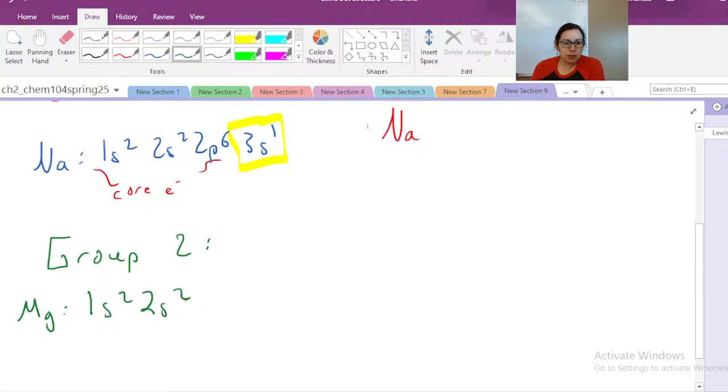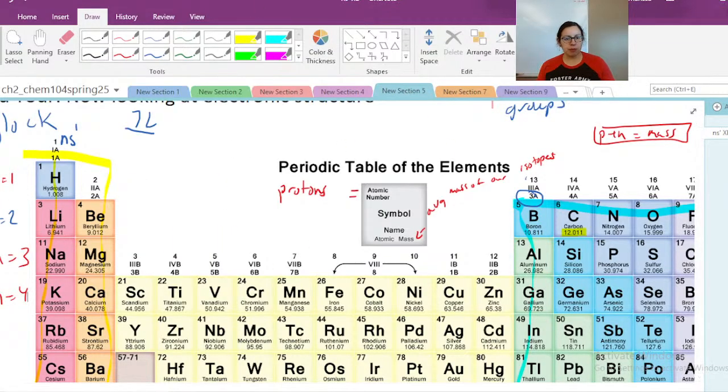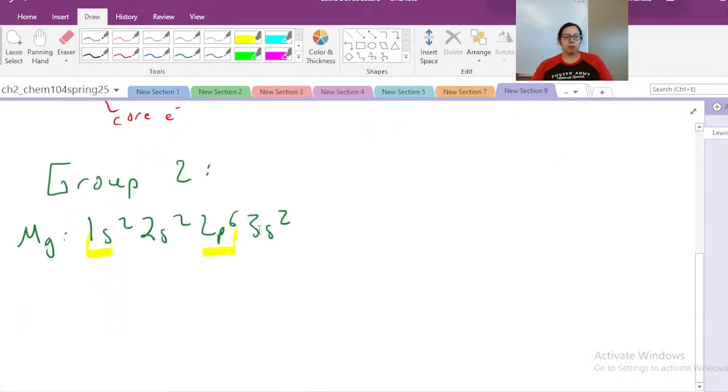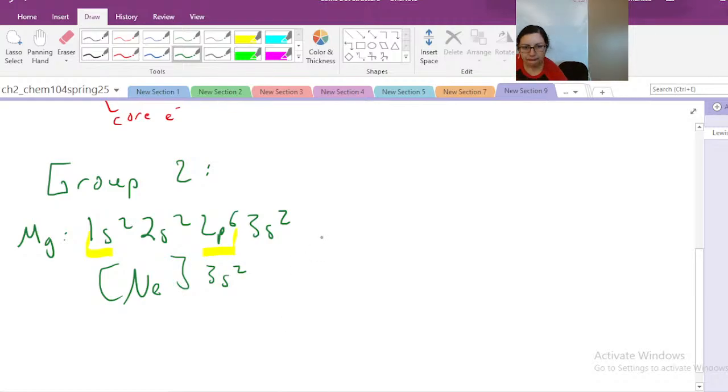1s2, 2s2, 2p6, 3s2. And again, maybe we want to practice abbreviating now because this is starting to get a little long. So if we go back to our periodic table, magnesium is 12. So that means my previous noble gas is 10 here at neon. And so if we want to, we could write it as neon 3s2.